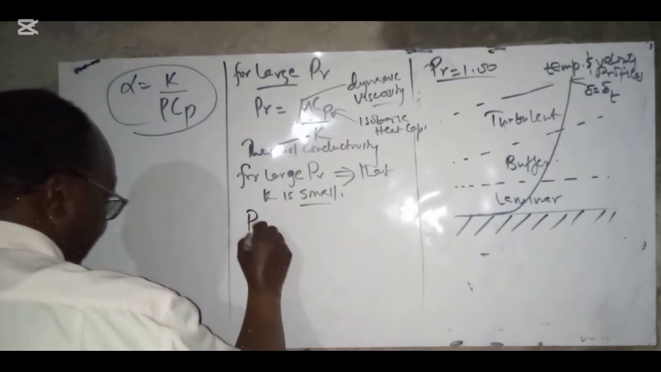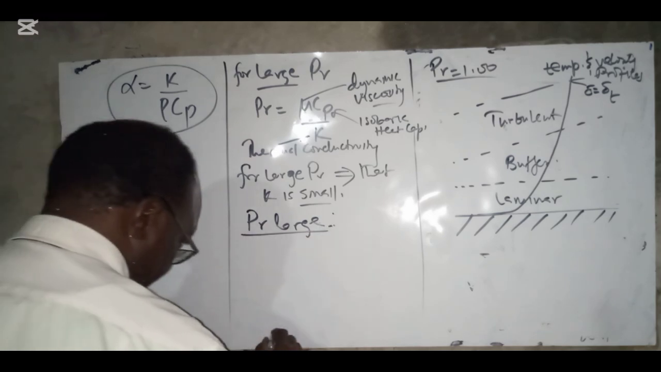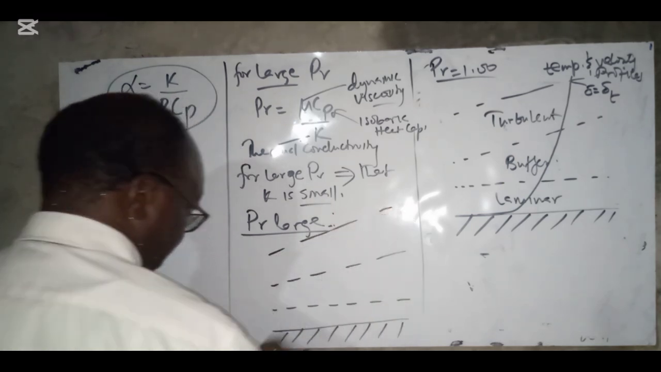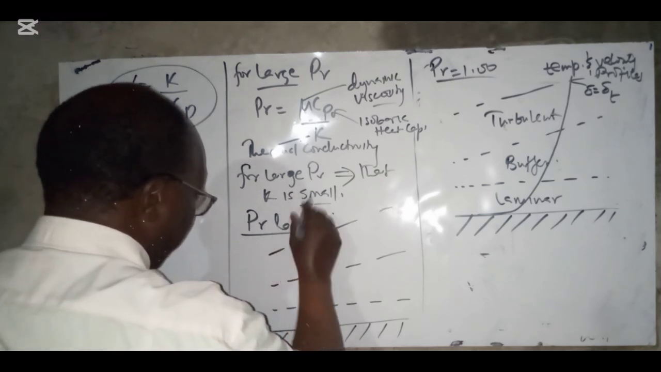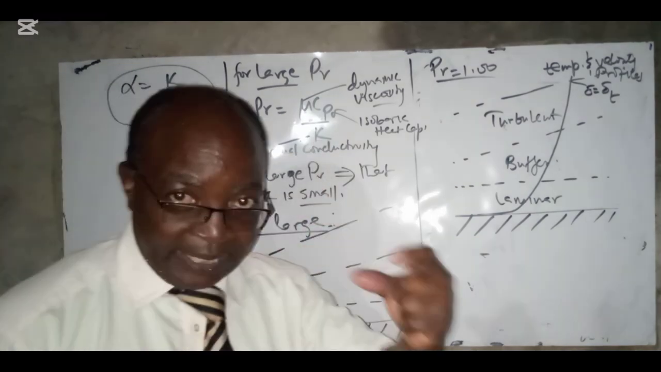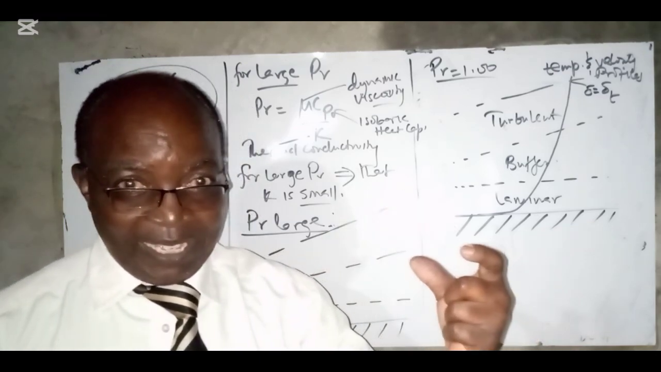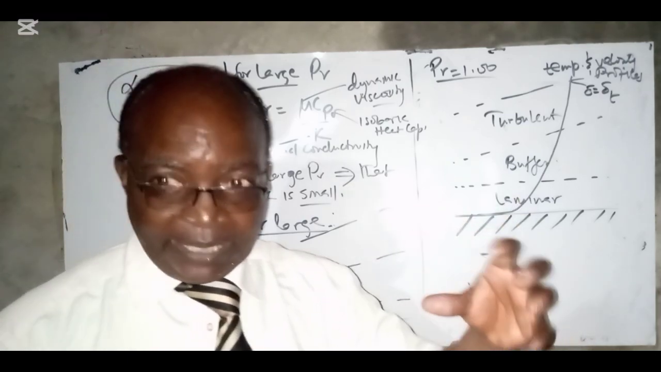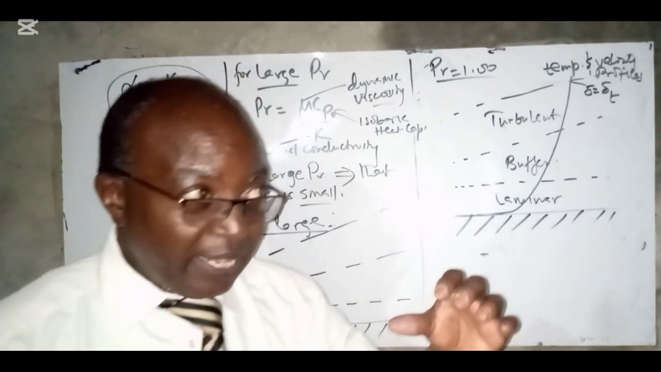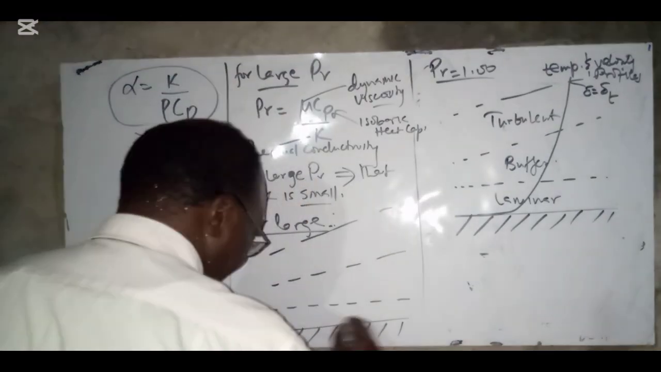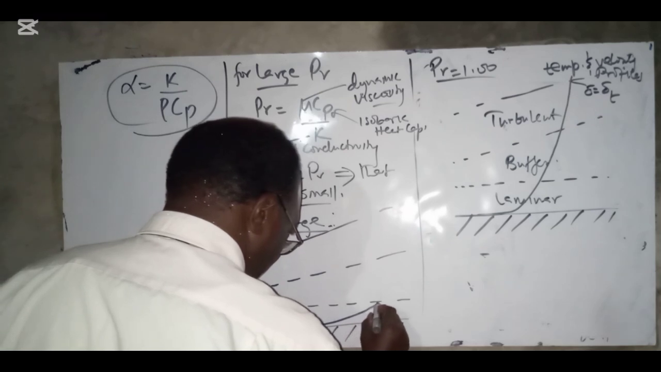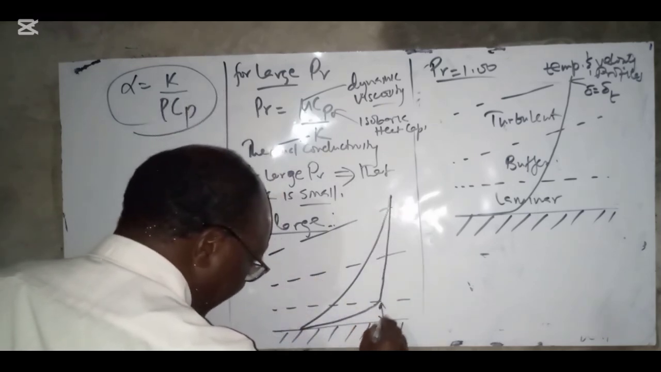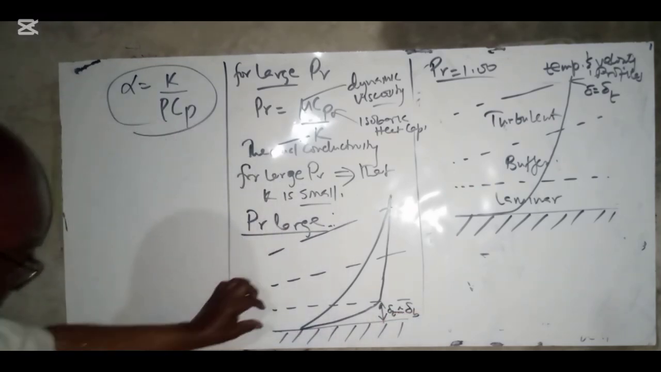So if you look at the profile for PR large, the profile which you will get, thermal conductivity being small means that, in fact, sigma T is almost equal to sigma B, that is, for the laminar sublayer, or it's even smaller than sigma B. So for the temperature, sigma T is approximately equal to sigma B. That's the thickness of the laminar sublayer.